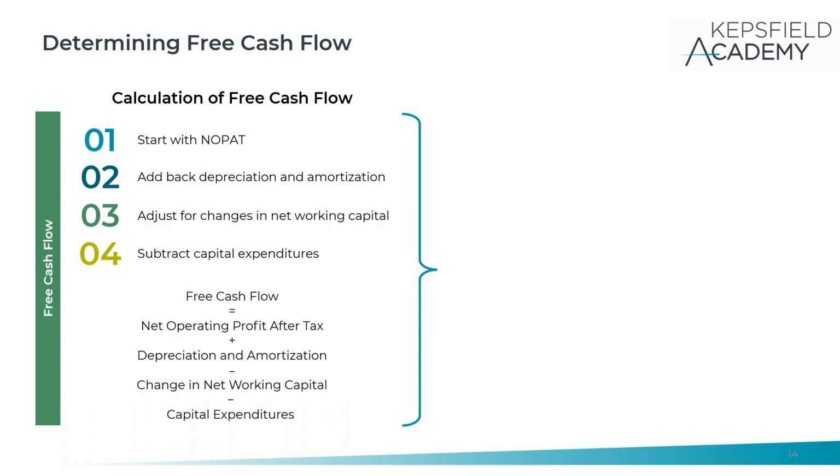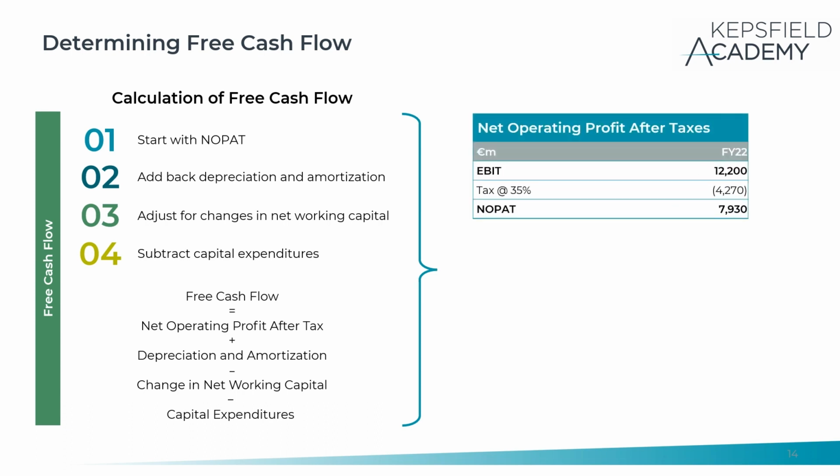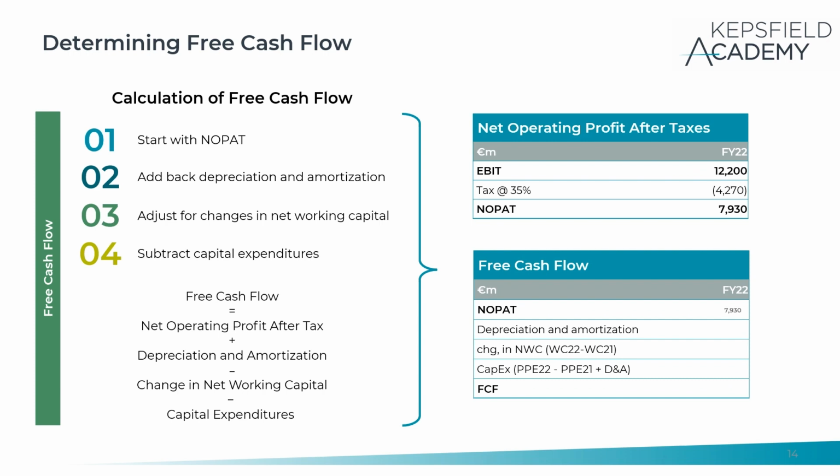We have now calculated all components of the free cash flow. Free cash flow equals NOPAT of 7,930 million euros plus depreciation and amortization of 3 billion euros plus 7 billion euros from the decrease in net working capital minus 4 billion euros in net capital expenditures, which makes 13,930 million euros in free cash flow.